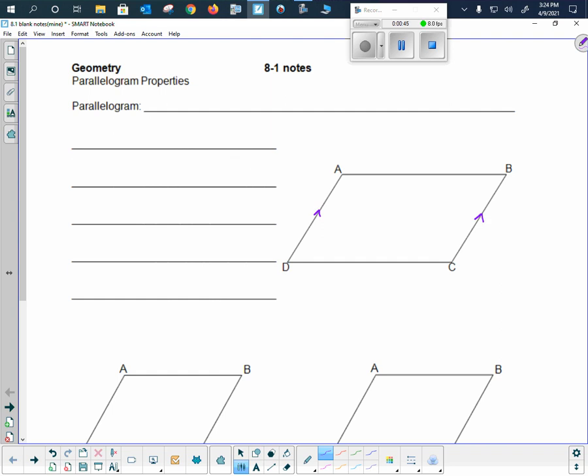Please remember, arrows only mean parallel, nothing else. They don't mean equal. I'll just use single arrows and double arrows to say we have two sets of parallel sides. Remember, our symbol for parallel, guys, is this. So I'm just going to simply put parallel sides. There's your first property.